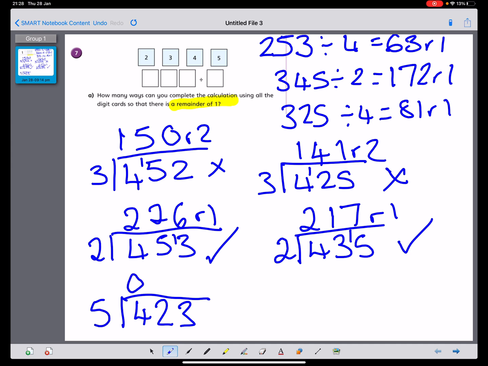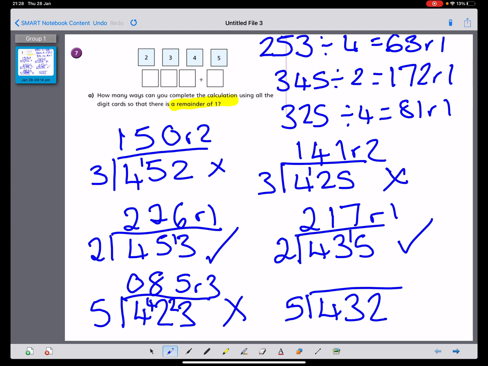5 does not go into 4. 5 goes into 42 8 times with 2 remaining, and 5 goes into 23 5 times with 3 remaining. That does not work. Switch those end digits over, so I've got 4, 3, 2. I'm working now again with 5 as my divisor. 5s into 4 don't go. 5s into 43 go 8 with 3 remaining. 5s into 32 go 6 with 2 remaining. Oh, that does not work.